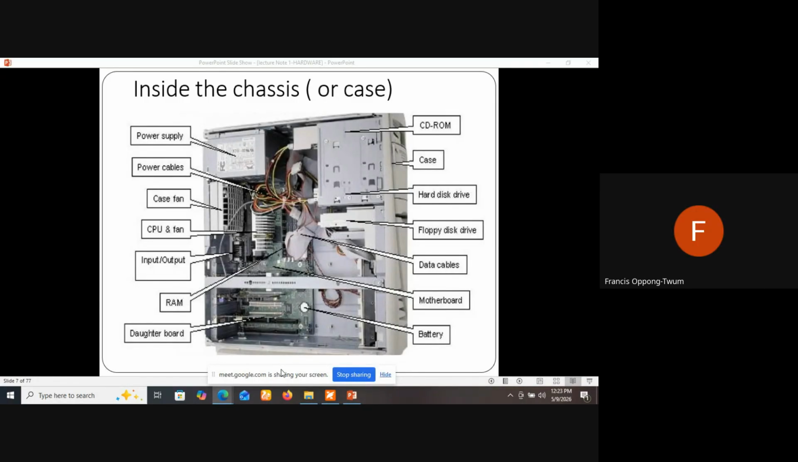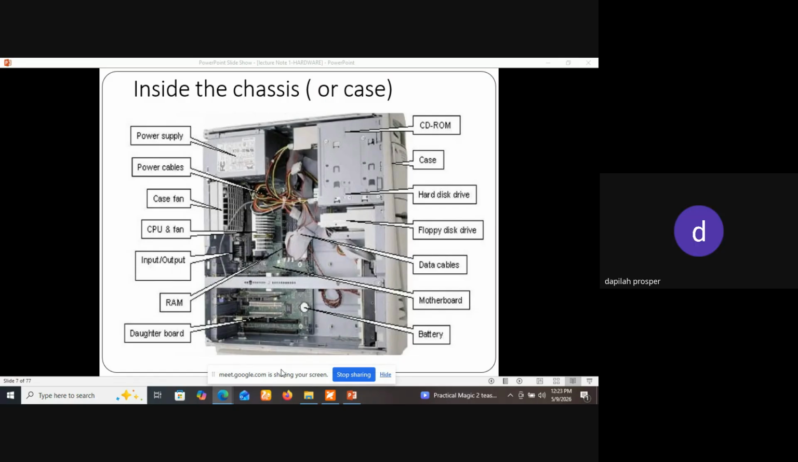You said you can see the battery. Where can you see the battery? Below the motherboard. Yes, that is the battery. So what is the name of that battery? The CMOS battery. We will come back and name it very well. That's the battery. What else?